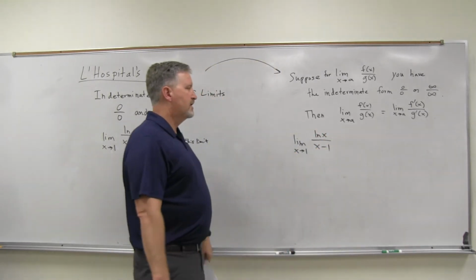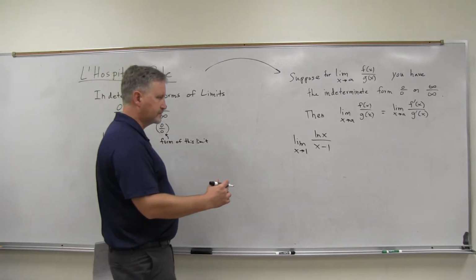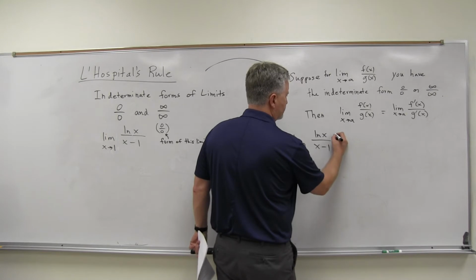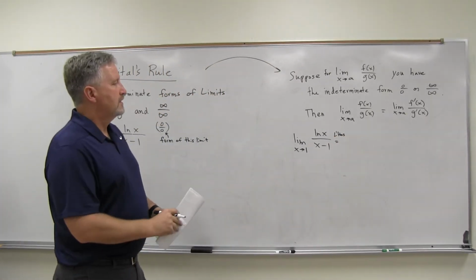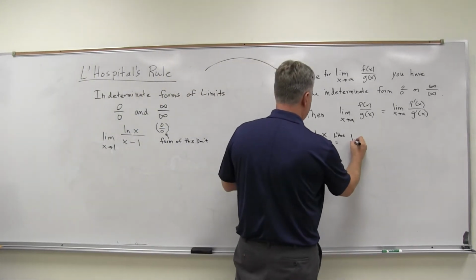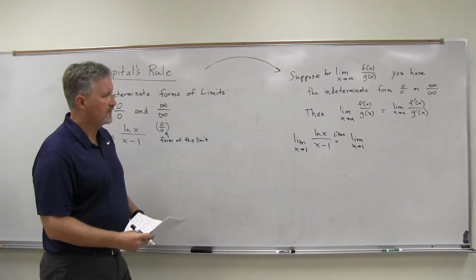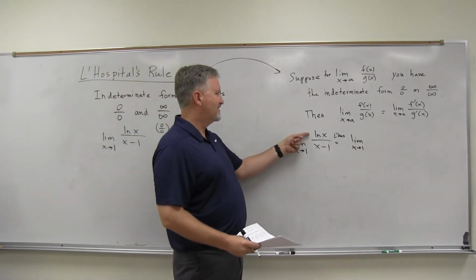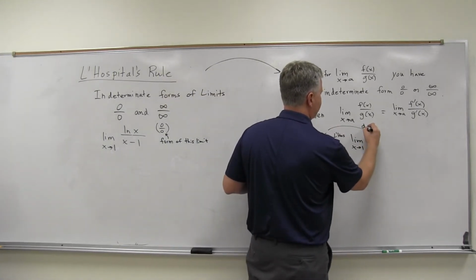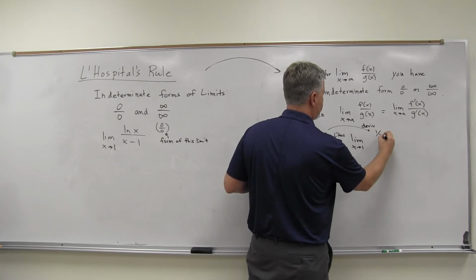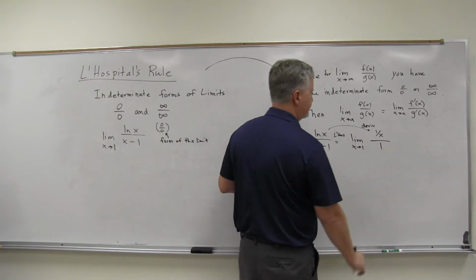So we've already said the limit as x approaches 1 of ln of x over x minus 1 is 0 over 0 form. Usually when we do L'Hopital, we make a note of it. So by L'Hopital, the limit is also equal to the limit of the derivatives. What's the derivative of ln of x? 1 over x. And then the derivative of x minus 1 is just 1.